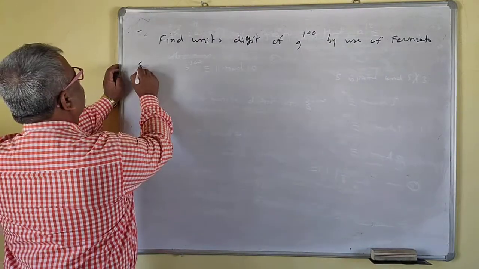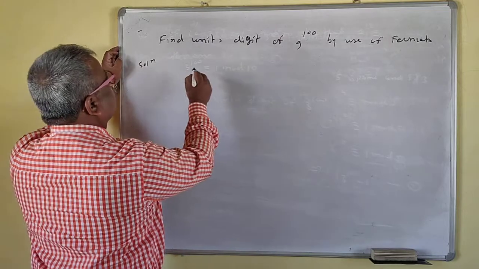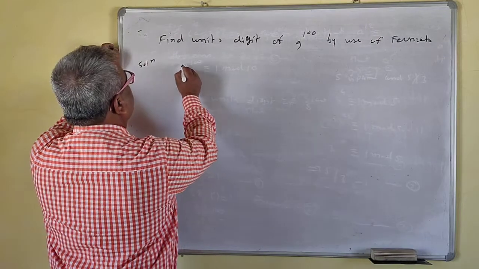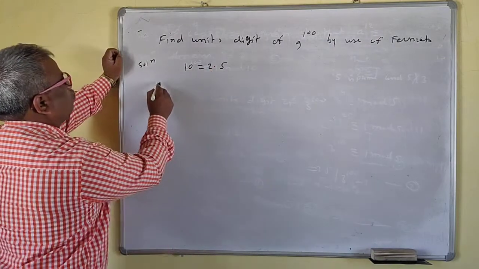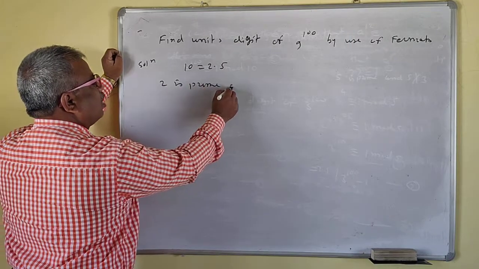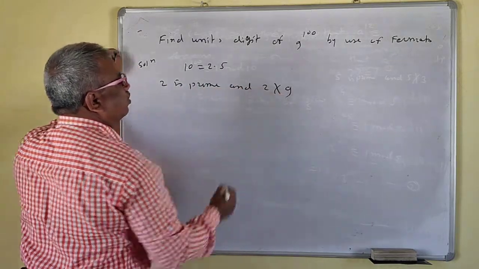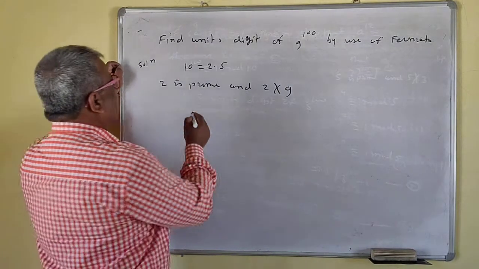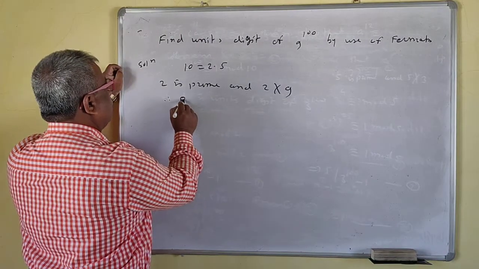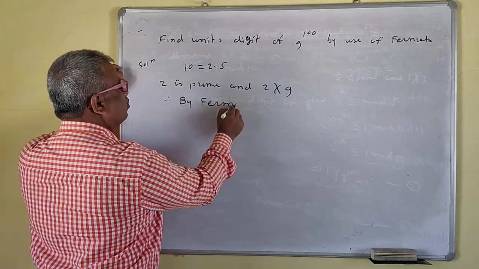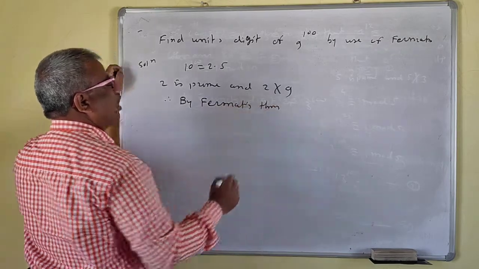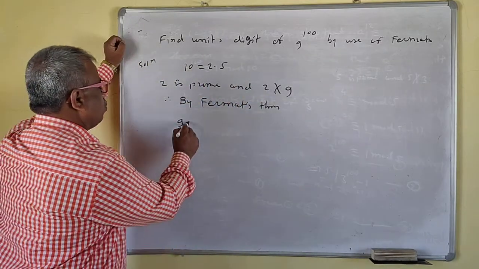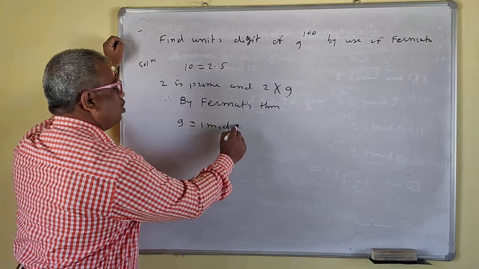Okay, again here, solution. We'll write this as 10 now, so this is 2 times 5. Now 2 is prime and 2 does not divide 9. So therefore by Fermat's theorem, 9 raised to p, where p is 2, 9 is congruent to 1 mod 2.